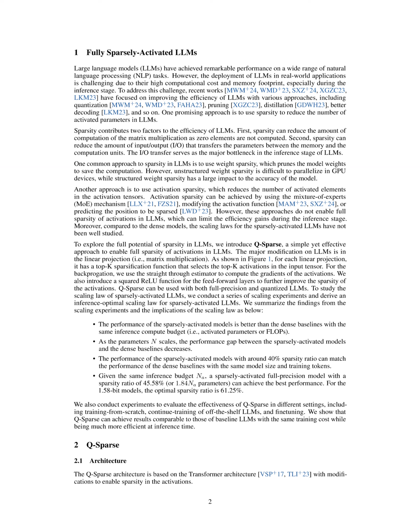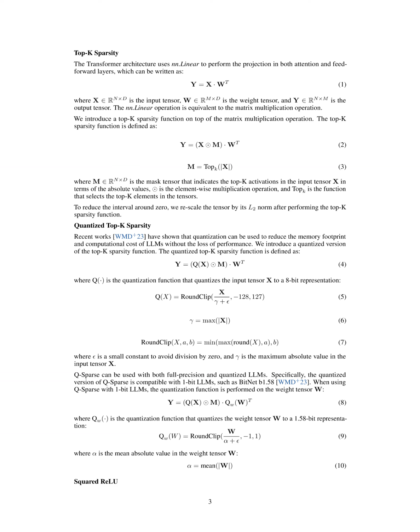The proposed Q-Sparse method operates through several key components to enable full sparsity of activations in large language models, LLMs. First, it employs a top K sparsity function that selects the top K activations from the input tensor during matrix multiplication, effectively masking out the less significant activations. This is achieved by creating a masked tensor that indicates the top K elements based on their absolute values, followed by an element-wise multiplication with the input tensor.